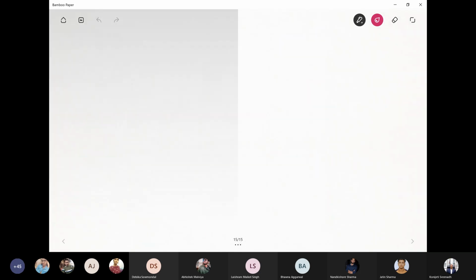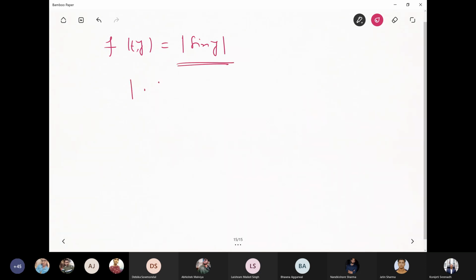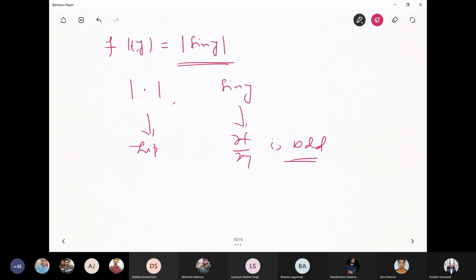Say for example, you take f(y), which is equal to mod sine y. This is basically the composition of two maps: one function is mod, the other one is sine y. This we have seen is Lipschitz because of that inequality, and this is Lipschitz because the derivative with respect to y is bounded. So therefore, mod sine y is a Lipschitz function.